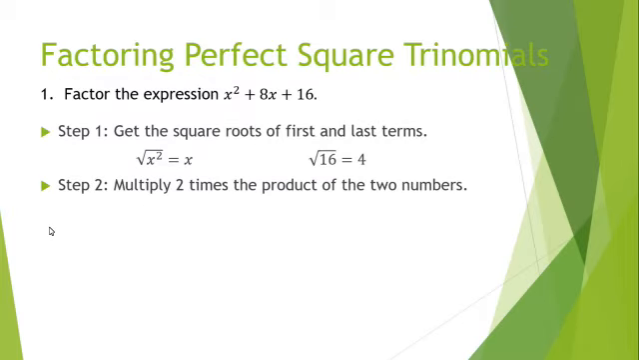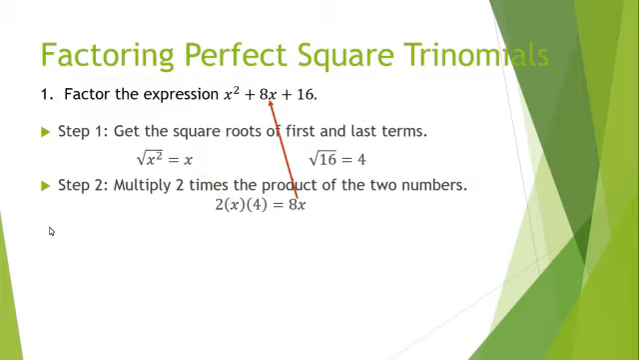Our next step is step 2. Multiply 2 times the product of the two numbers. What are the two numbers do you think we're talking about? Correct. These are x and 4. Now we're going to multiply these two numbers together with the constant 2. So now we have 2 times x times 4, which gives us 8x. Notice the red arrows again. It indicates where the terms came from.